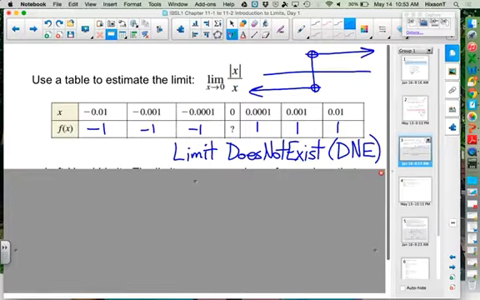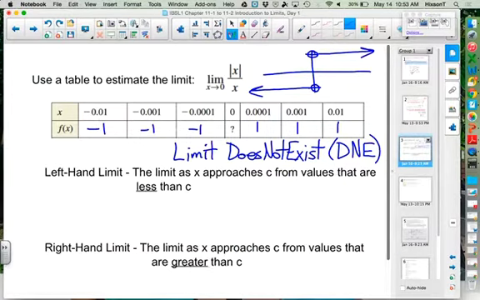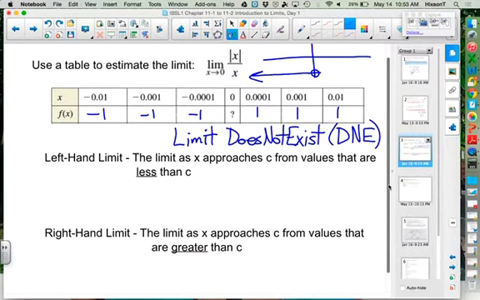Here's the deal. This actually gives us a good illustration of something we need to consider. We have what's known as a left-hand limit and a right-hand limit. A left-hand limit is the limit as x approaches c from the left, from values that are less than c. To the left is the negative side of the x-axis. Here's the notation you need to be familiar with. If we were doing this problem, we would say the limit as x approaches 0 from the left, and notice the notation, you put a little negative after the 0. That's the limit as x approaches 0 from the left side.